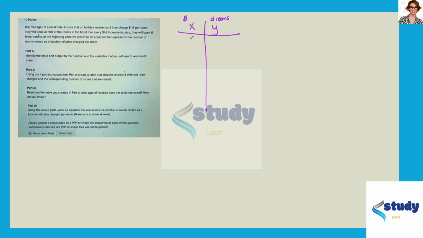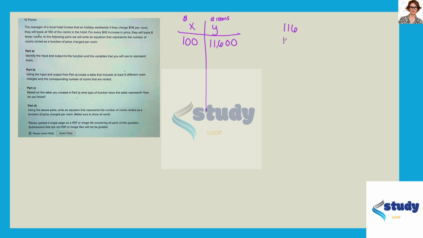Okay, so if it's $116 per room, and they book 100 rooms, then that is going to be a total of $11,600. For every $42 increase in price, it goes from 116 to, they will book 6 fewer rooms.